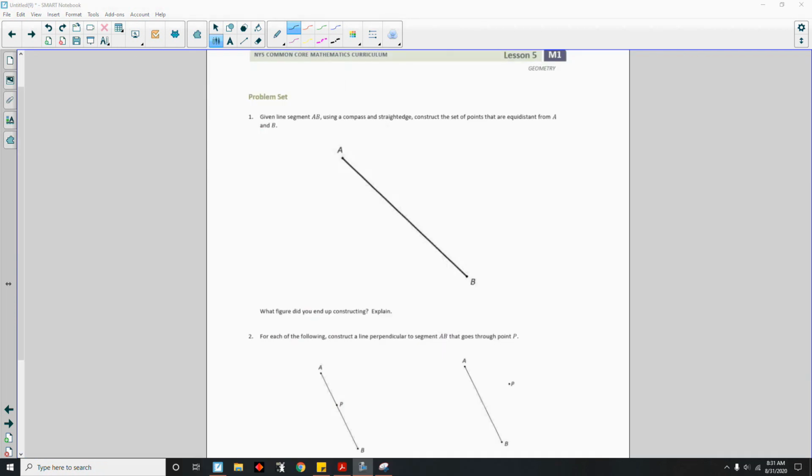Page 5 brings us to the end of lesson 5. Go to your problem set.